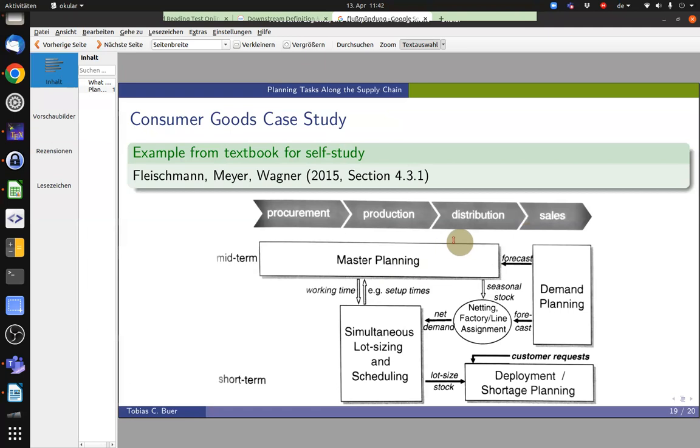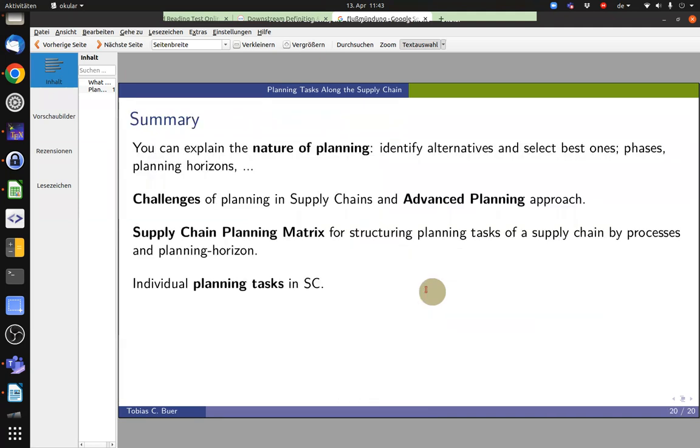And you see what they are doing with respect to some of the planning tasks in the supply chain. What are they actually doing there? And this case study will help you get a better understanding of the supply chain planning matrix. This will help you to make the abstract concepts more concrete.